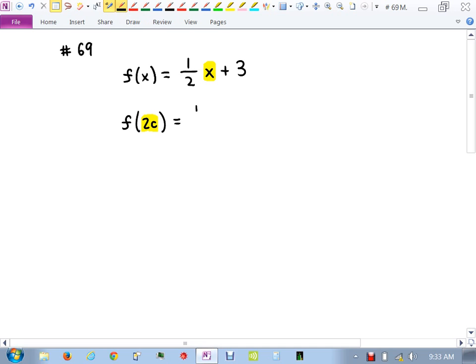So it will become 1/2. Now here's my replacement, 2c right there, plus 3. And then you need to multiply. So when you do 1/2 times 2c, the 2 and the 2 here cancel. And all you're left with is c plus 3. And that is all. Is that okay?